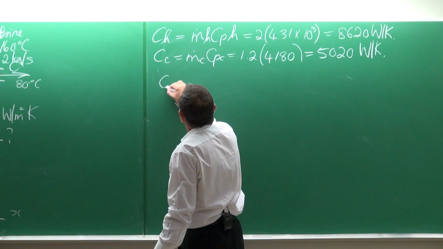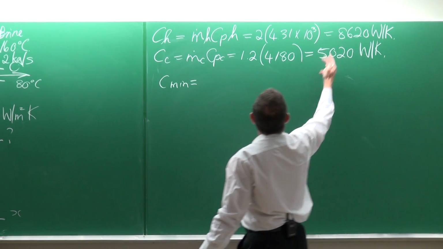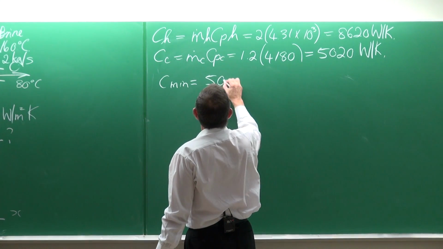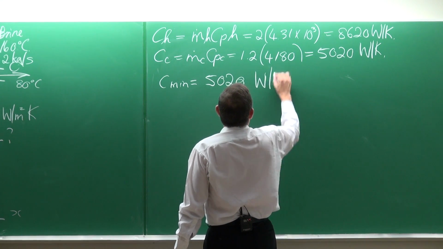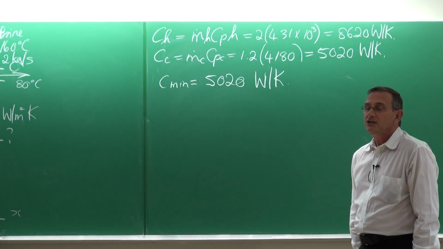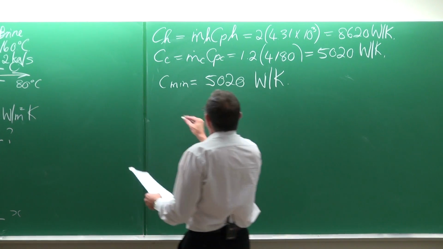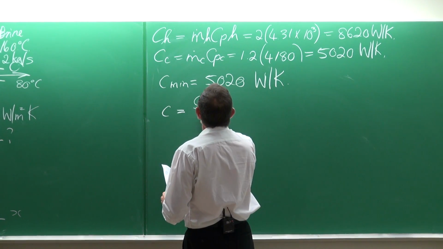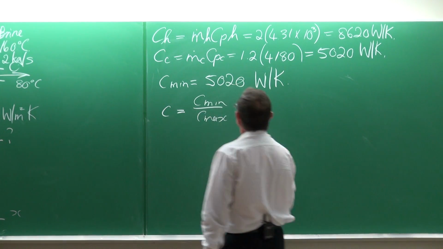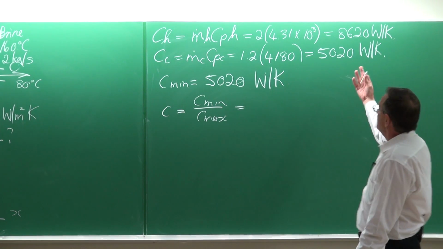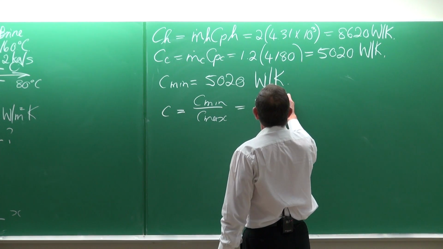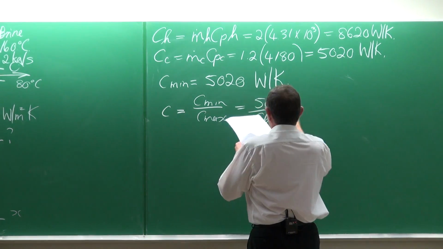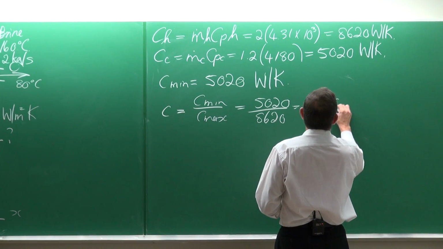The next step is to calculate C minimum. C minimum is just the smallest of the two. The smallest of the two is, of course, this one, is 5,020 watts per Kelvin. Why do we need to get C minimum? Because we need to get C, which is the ratio of C minimum divided by C maximum. C minimum would then be 5,020. C maximum would be 8,620, and that would be equal to 0.582.